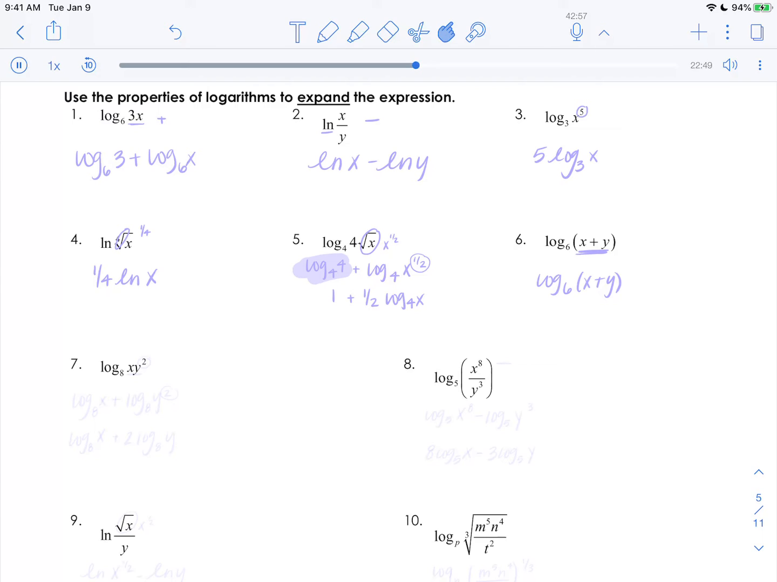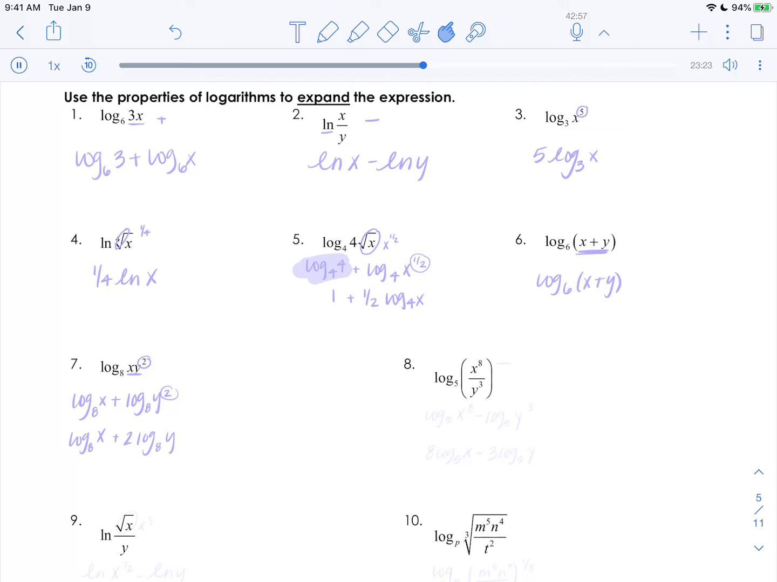All right, number 7, we're multiplying and we have an exponent. So this becomes log base 8 of x plus log base 8 of y squared. We still have to keep going. You can do all this in one step if you want. It's really just your preference. For this video's purpose, I'm going to go step by step so you guys can see where I'm getting everything. So then the next step, we still have to move this squared. So it becomes log base 8 of x plus 2 log base 8 of y.